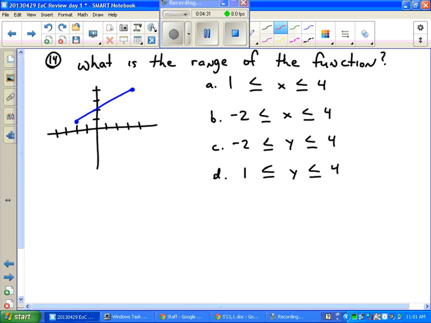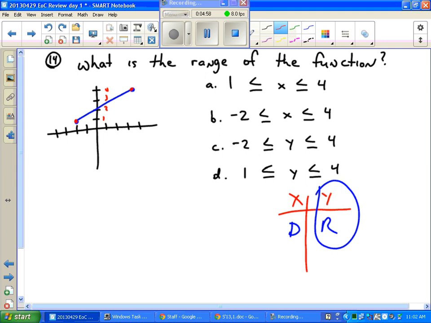So number 14 says, what's the range of the function? What are the Y values now? Remember, D was domain. You got to look at it this way, X, Y. This is your domain. These are your ranges. So now you're looking for your Y values. Which ones represent the Y values? Notice this one is 1, then 2, then 3, then 4. So all of your Y values from here to here will be between numbers 1 and 4.